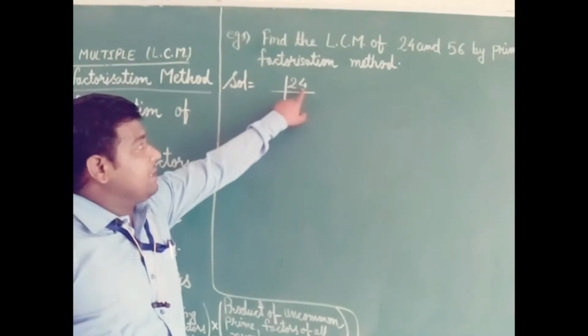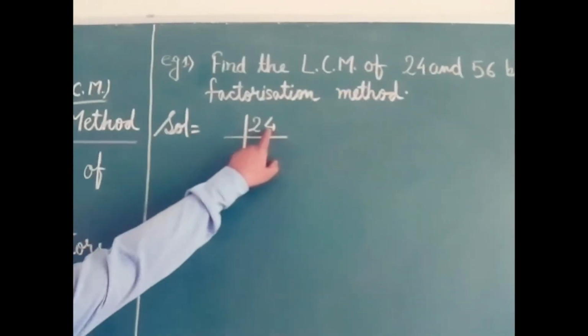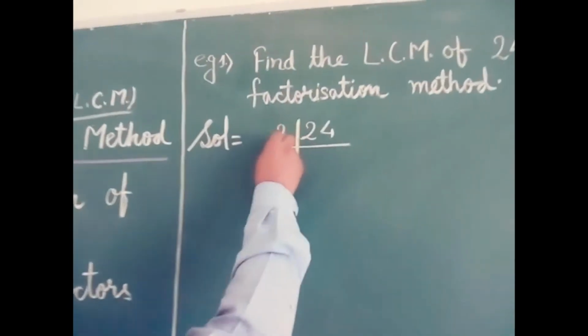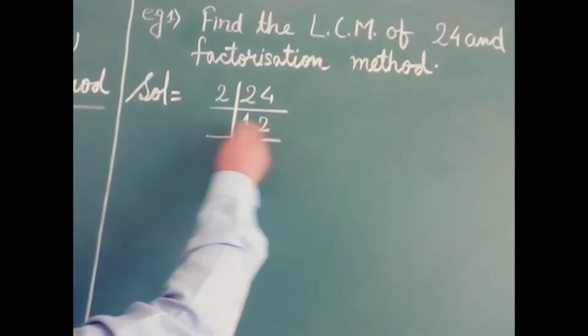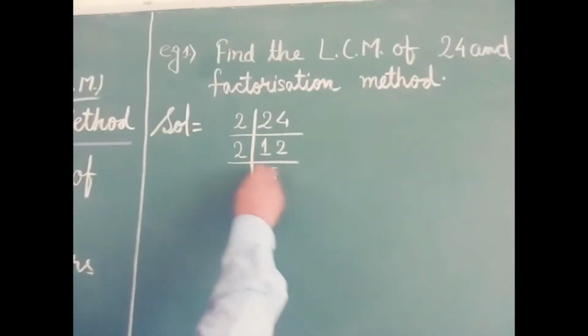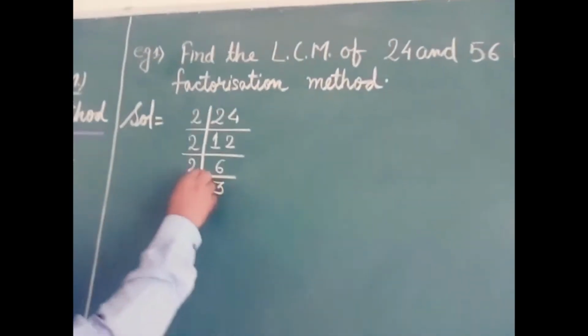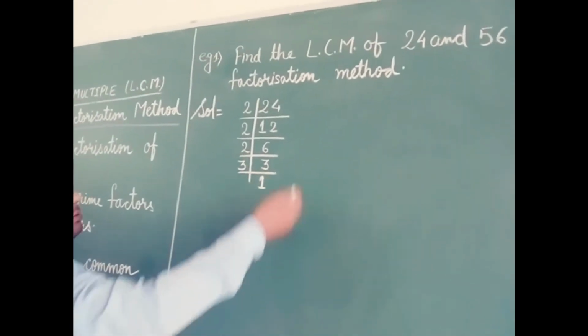The ones digit is 4, that means 4 is divisible by 2. So 24 is also divisible by 2. When we divide 24 by 2, we get 12. Again, 12 divided by 2, we get 6. Again, 6 divided by 2, we get 3. The next prime is 3. Again, 3 divided by 3 gives 1.